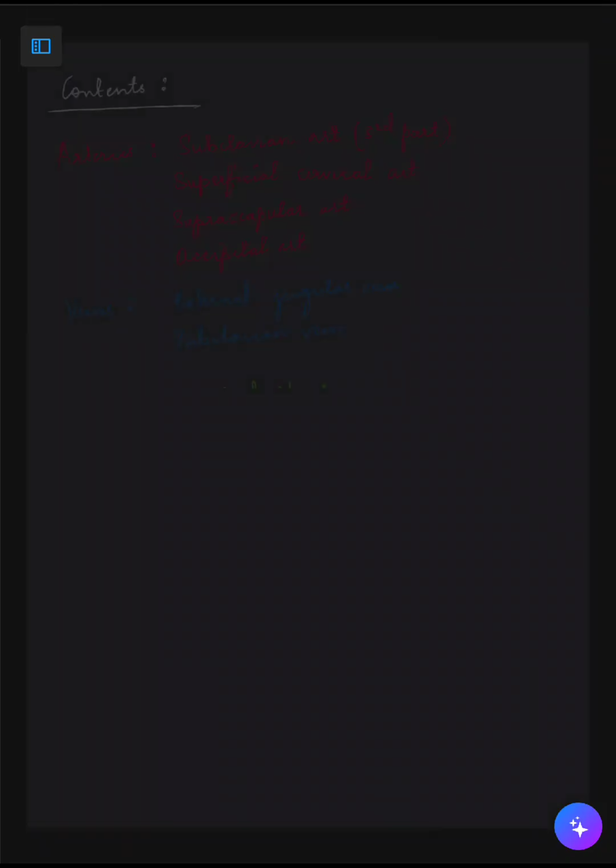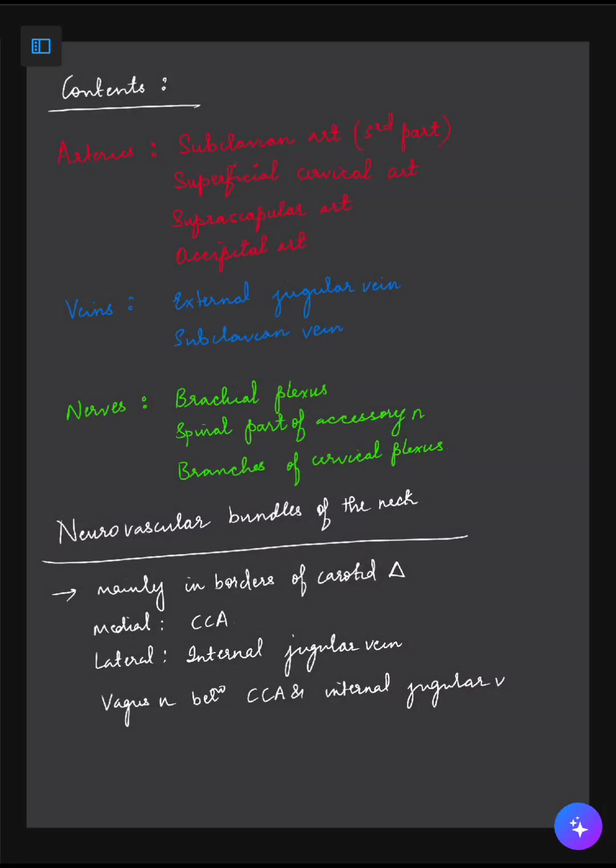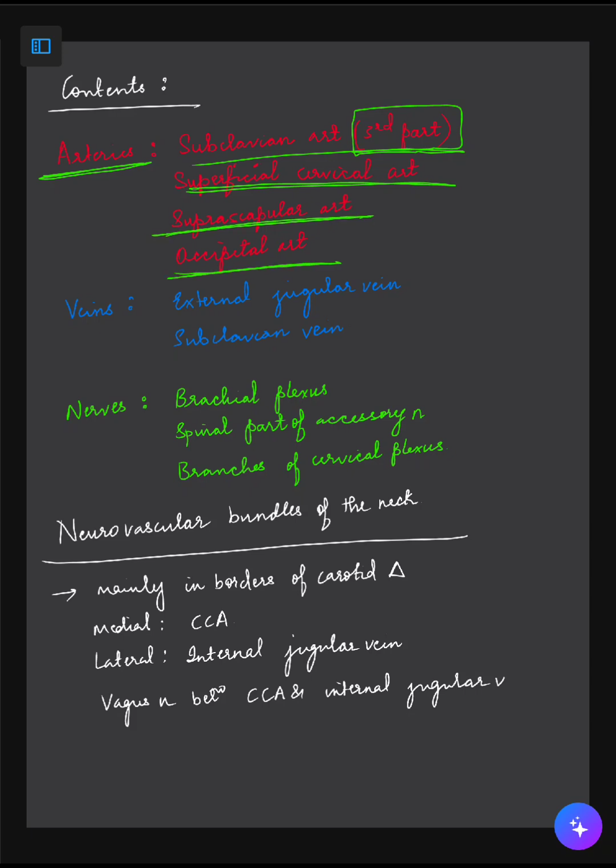Now, what are the contents of this lateral triangle? Which arteries does it carry? The subclavian artery, third part. Don't forget, when we study the arteries, I will tell you that this subclavian artery, third part, comes under the lateral triangle. Also the superficial cervical artery, suprascapular artery, and occipital artery. What are the veins? The external jugular vein and subclavian vein.